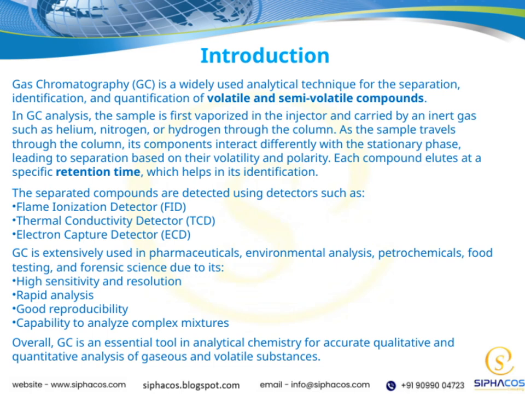GC's versatility makes it invaluable across many fields: pharmaceuticals, environmental monitoring, petrochemical industries, food testing, and forensic science. Its main advantages are high sensitivity and resolution, rapid analysis times, excellent reproducibility, and the ability to handle complex mixtures efficiently. Overall, GC is a crucial tool in our analytical toolbox, enabling precise qualitative and quantitative analysis of gases and volatile substances, an essential part of advancing scientific understanding and ensuring quality in many industries.